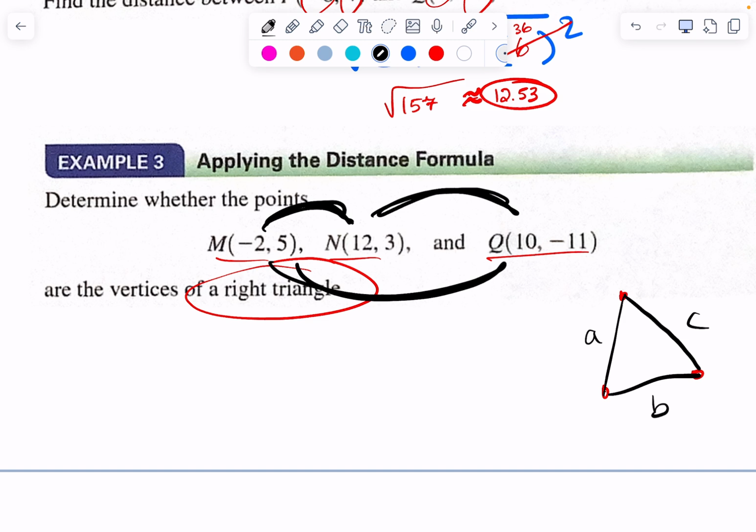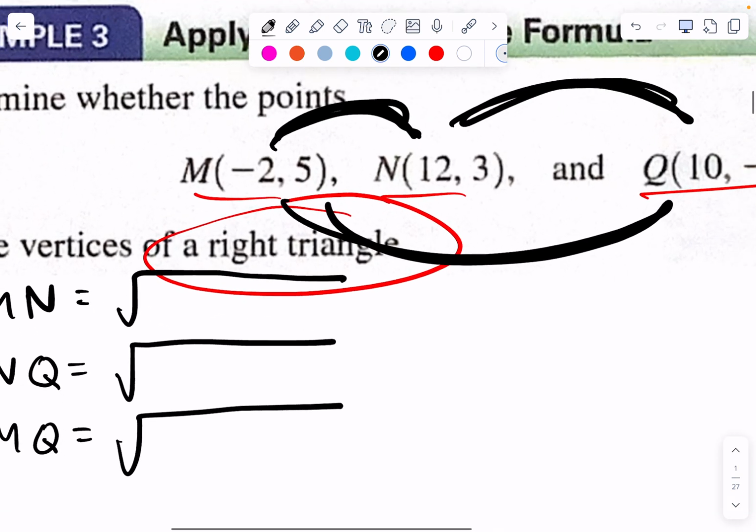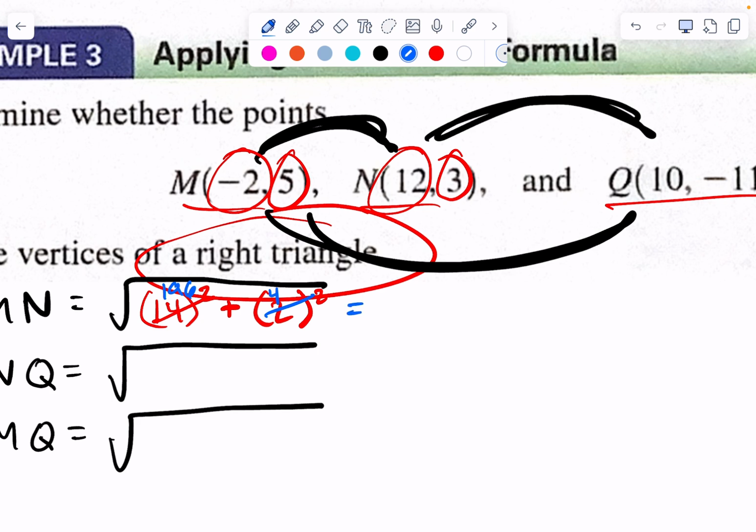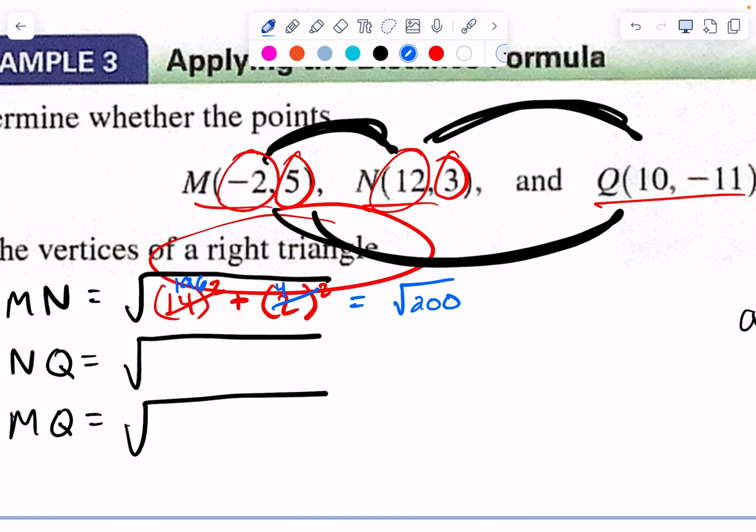Okay, so let's find our distances. We've got to do 3 of them. MN is one of them, NQ is another, and MQ is another. We're going to have to do 3 distances, but these don't take terribly long. We're not going to find it in decimal form; we're just going to leave it. For MN, negative 2 to 12 is 14, so 14 squared plus 2. 5 to 3 is 2 squared. 14 squared is 196. 2 squared is 4. That is the square root of 200. We're just going to leave it as the square root of 200 and not solve it, because we're going to end up squaring it when we do our other stuff.